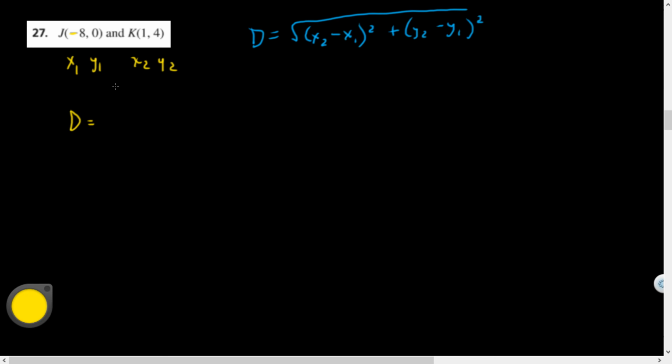Distance is equal to the square root of 1 minus -8. I know I've got double parentheses there. I'm a spreadsheet guy. Sure, I could have used brackets instead, but I won't fault you if you did that. Plus y2 is 4 minus 0 all squared.